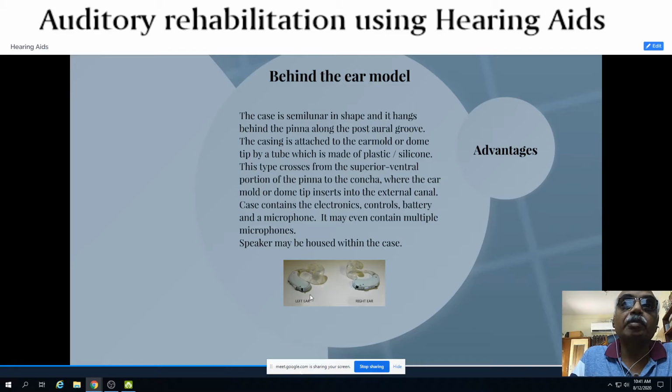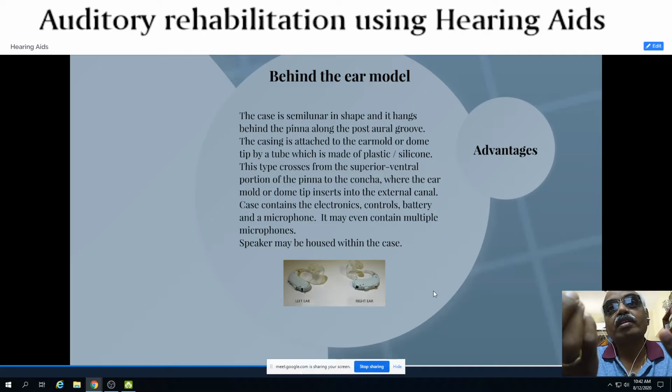So this is actually the image of the classic behind the ear model. Here these aids look different for both ears. This is an aid which you use in your left ear, and this is the aid which you use in your right ear. These aids are semilunar in shape, and they are the mirror image of each other. If you keep the right and the left ear behind the ear hearing aids close, they more or less resemble a mirror image of the other. The case is semilunar in shape.